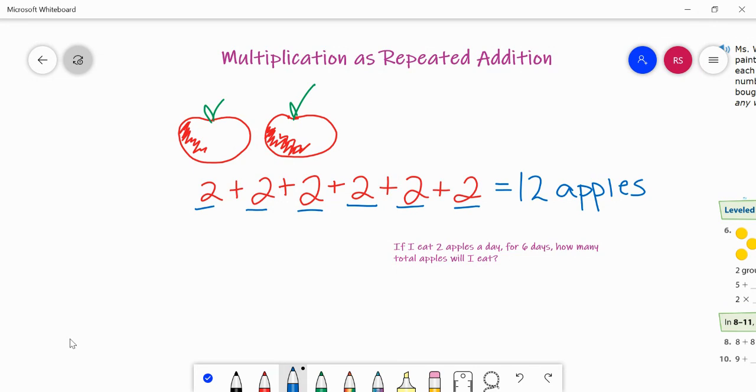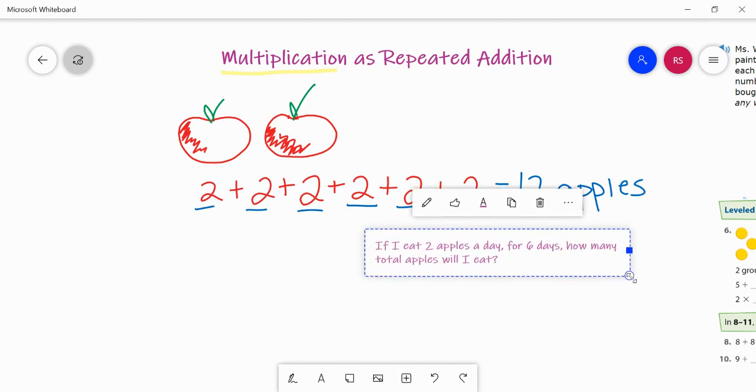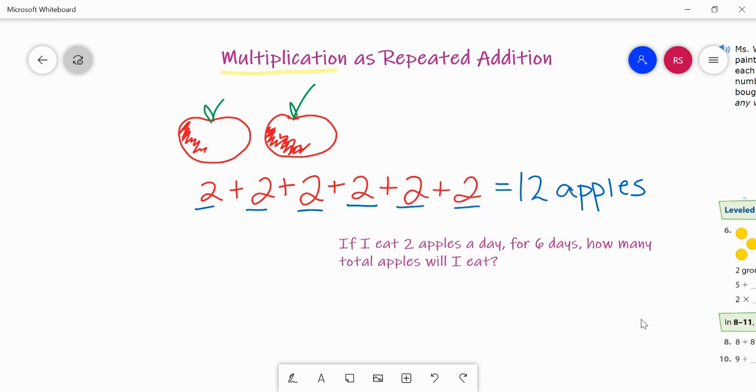So instead of doing repeated addition, we can use multiplication. We can use multiplication instead of sitting here and doing 2 added up 6 times. We can think to ourselves, okay, let's look at my problem. My problem says if I eat 2 apples a day for 6 days, how many total apples will I eat?